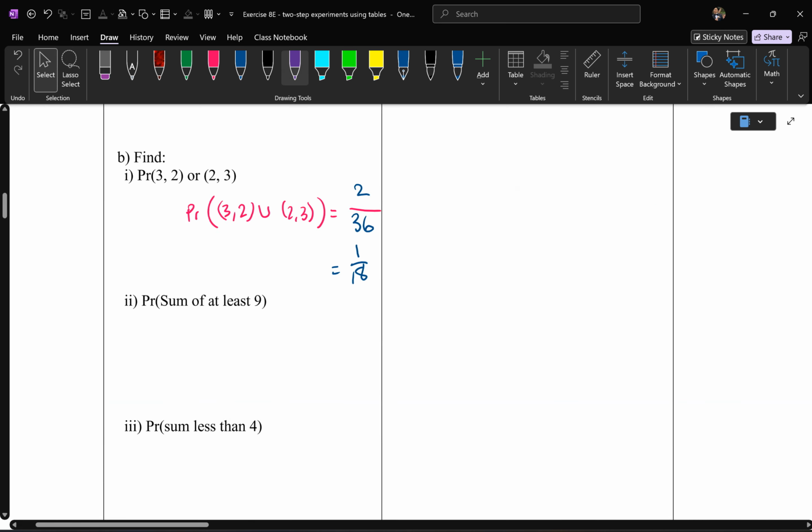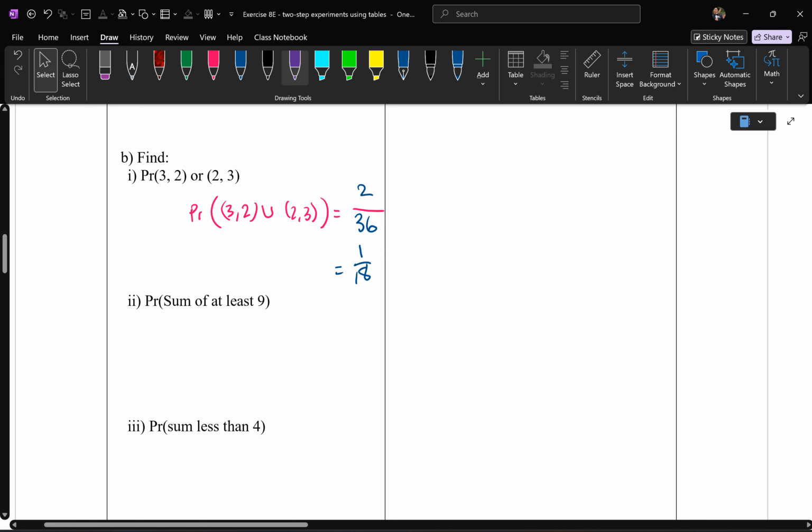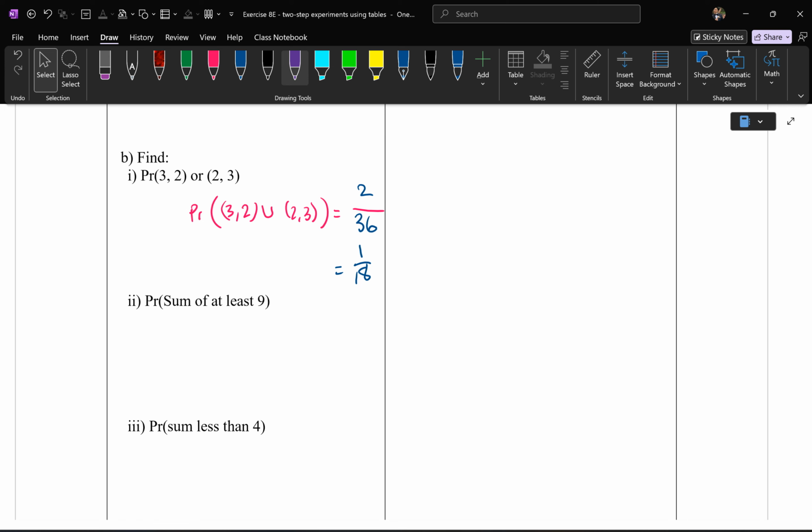All right, so 1 out of 18. Next one: probability that a sum is at least 9. That means if you add the 2 numbers together, it is at least 9.